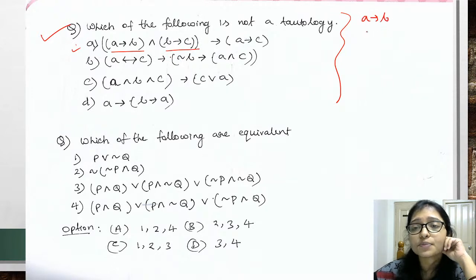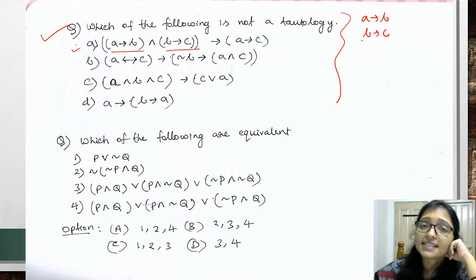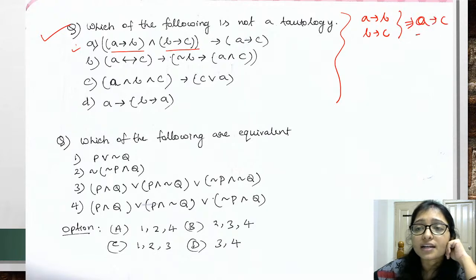A implies B and B implies C. What is it? It is nothing but transitive property. A implies B and B implies C means it is A implies C. है या नहीं है? ये transitive property है या नहीं है?